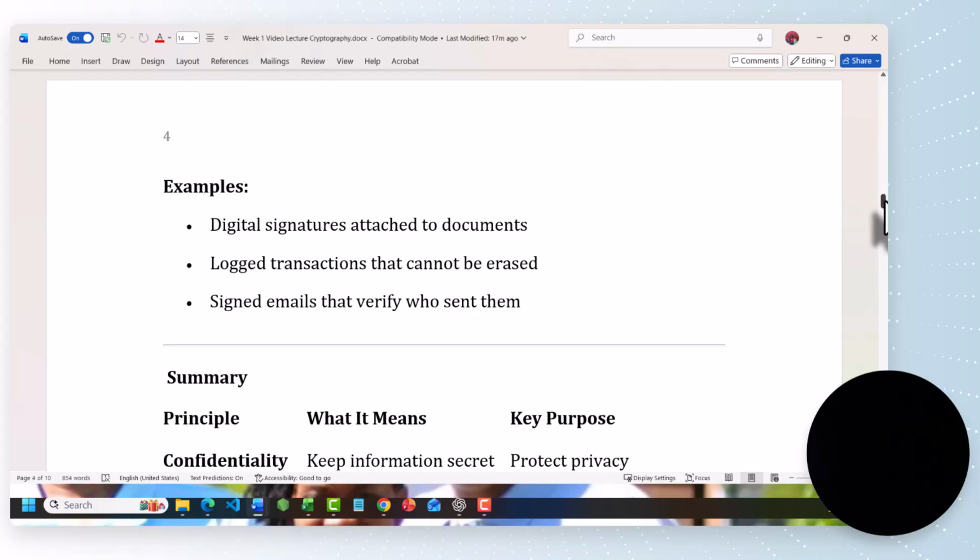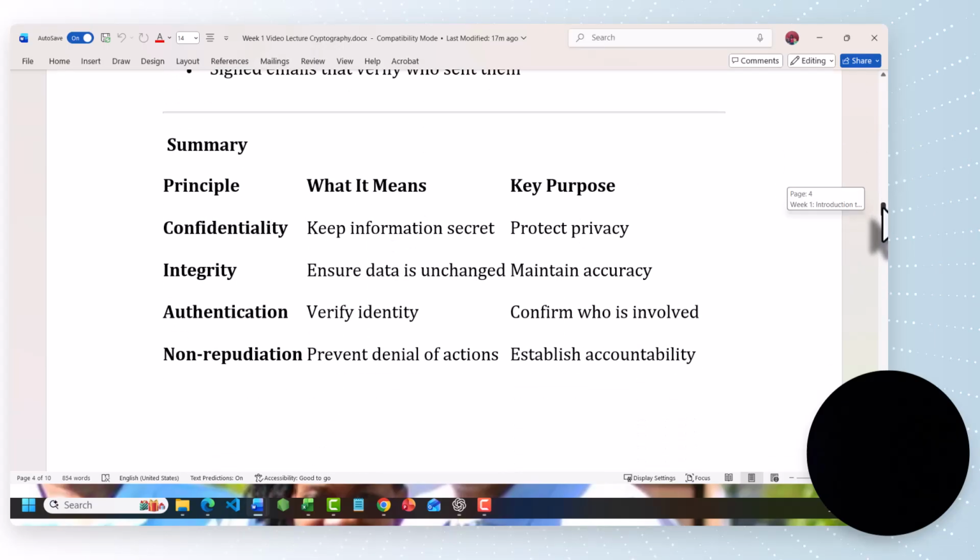Examples: digital signatures attached to documents, log transactions that cannot be erased, signed emails that verify who sent. So in summary, we looked at the key purposes of protecting privacy, maintaining accuracy, confirming who is involved, and establishing accountability for information that's passed back and forth.